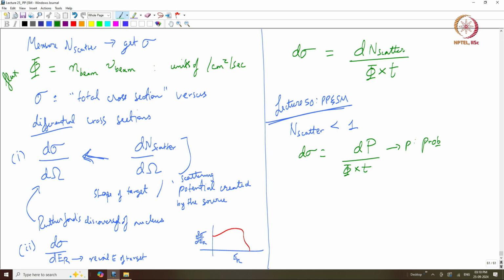The probability of incident particle to scatter, okay. Said differently, we are in, this is a technical term, optically thin regime, okay, where I am thinking of the total number of scatters expected is less than 1. Okay, so what is the total number of scatters?